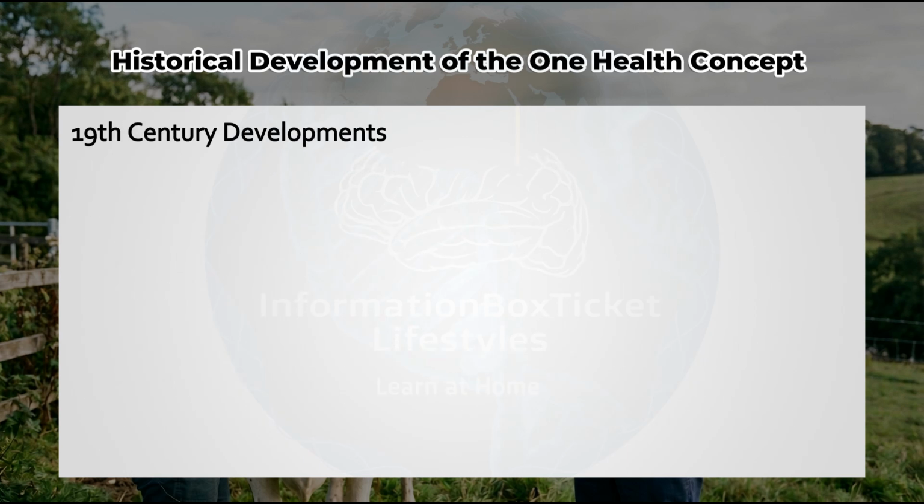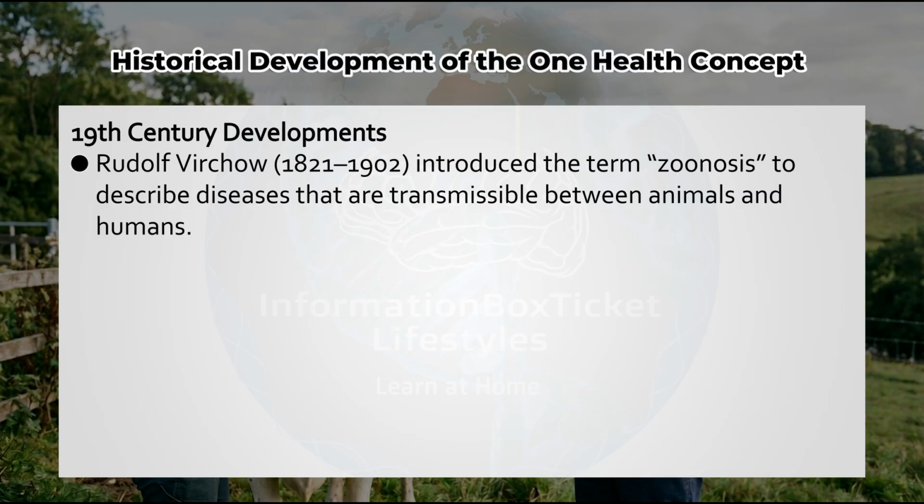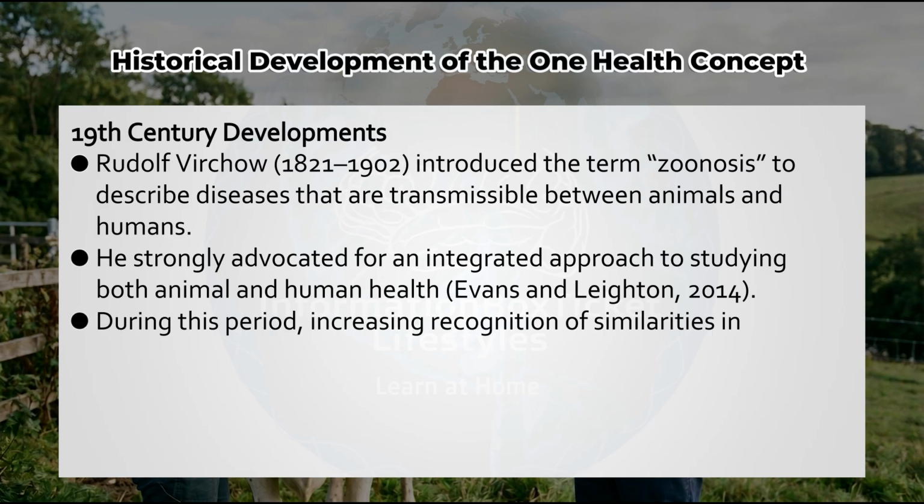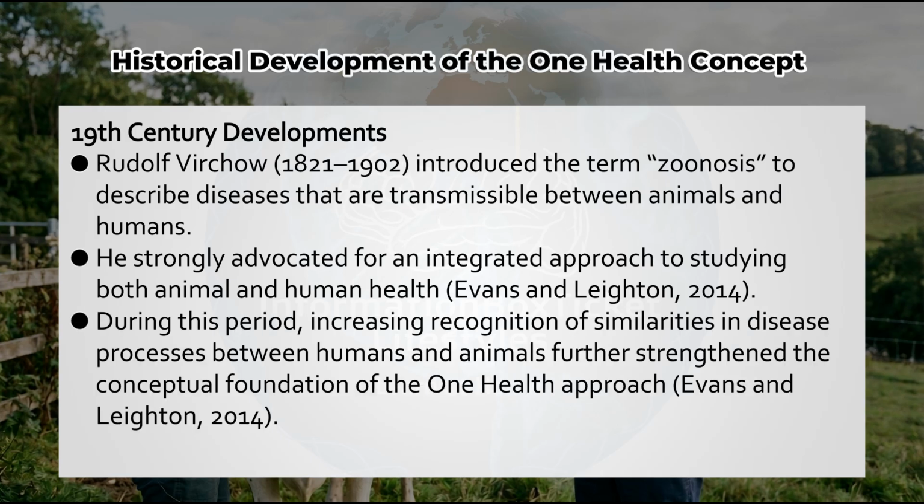19th century developments. Rudolf Virchow, 1821 to 1902, introduced the term zoonosis to describe diseases that are transmissible between animals and humans. He strongly advocated for an integrated approach to studying both animal and human health. During this period, increasing recognition of similarities in disease processes between humans and animals further strengthened the conceptual foundation of the One Health approach.